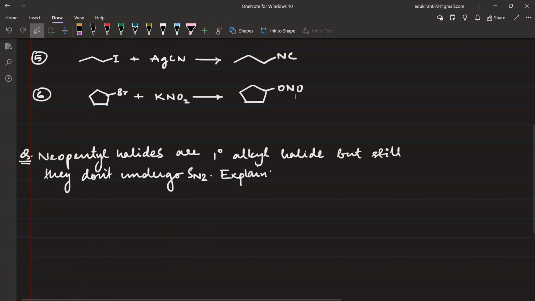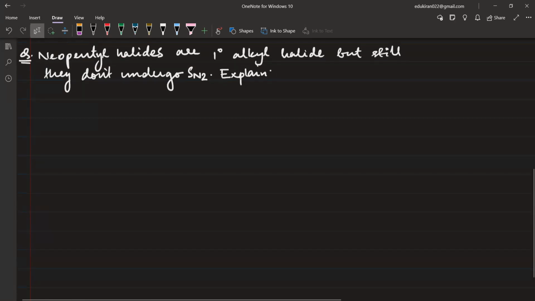Okay, let's move on. Also, write this question, by the way. We are going to discuss this question first of all. Write this down. Neopentyl halides are 1 degree alkyl halides, but still they do not undergo SN2. Explain.